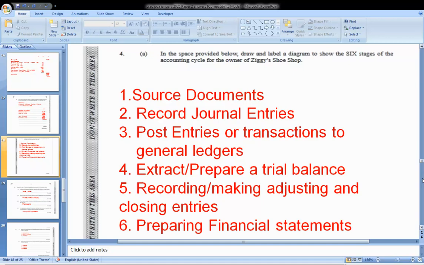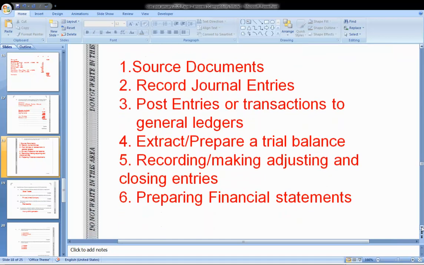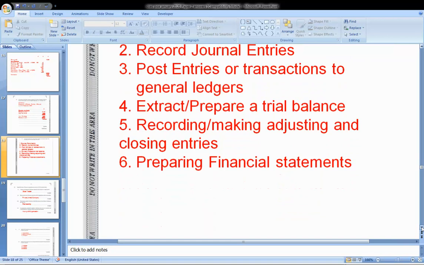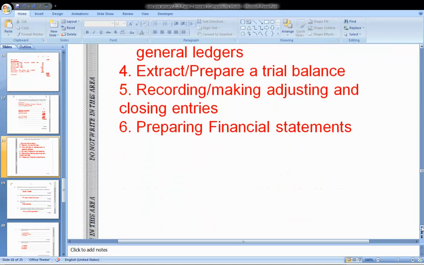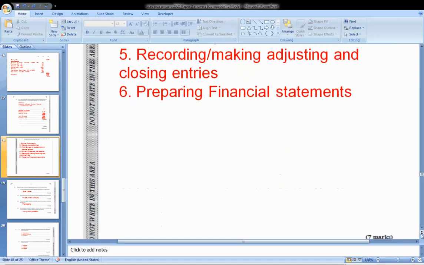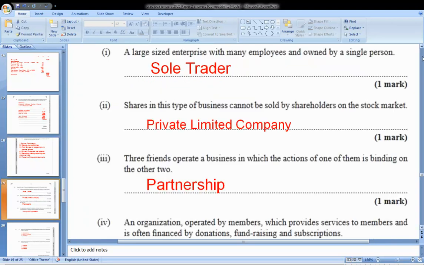So you should do it in a diagram form so that you can get your full marks for the question. All right. And you will go ahead and you will get your marks for that. And it is worth 7 marks for that question, the A part. So let's move on to the next part of the question now.